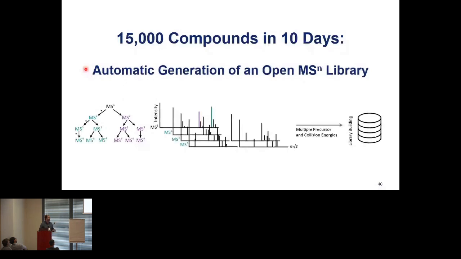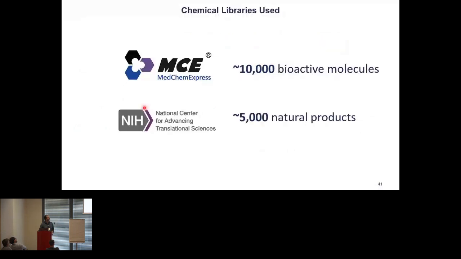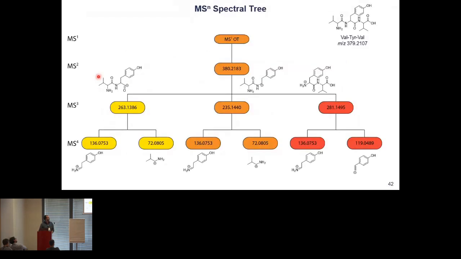It contains anything that's bioactive, including drugs. And the second library was a library of 5,000 natural products that we obtained through a collaboration with NIH. And our goal is to produce a really comprehensive library on this, not only covering fragmentation MS2 spectra, but also covering different collision energies and different precursors for MSn characterization.